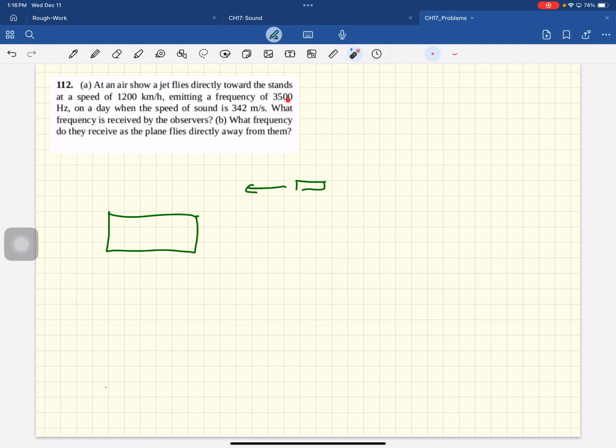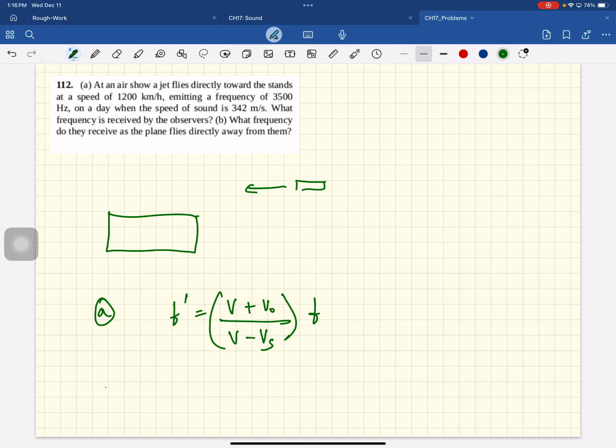It's emitting a frequency of 3,500 hertz on a day when the speed of sound is 342 meters per second. What is the frequency received by the observers? If you check your notes, the observed frequency is v, the speed of sound, plus the observer's velocity, v naught, over v minus vs, times the emitted frequency. And there are sign conventions associated with this. These are positive if the observer is moving towards the source or the source is moving toward the observer. And when the source is moving away from the observer, that would be negative.